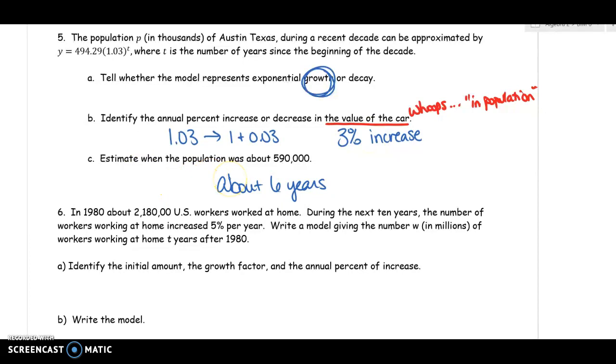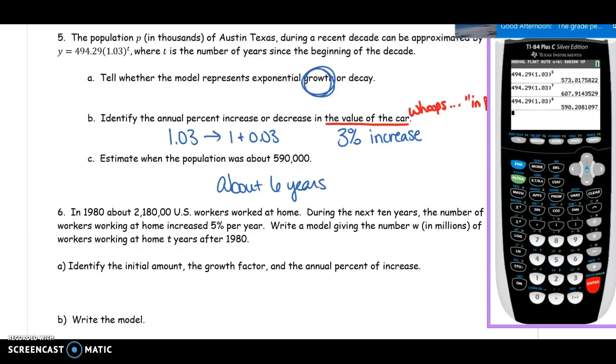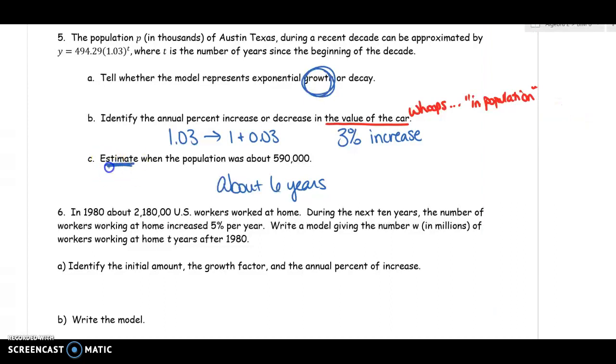To estimate when the population was about 590,000, in my calculator, I tried 5 years. That gave me 573,000. I tried 7 years. That gave me 607,000. So then I narrowed it down to 6 years, which is right around 590,000. This does say estimate, so it's about 6 years.